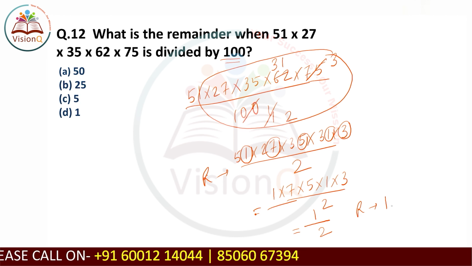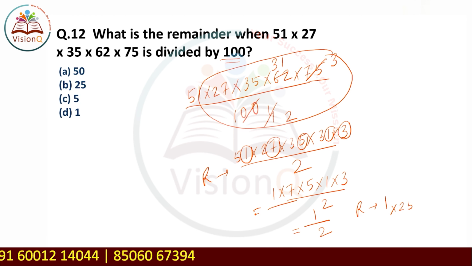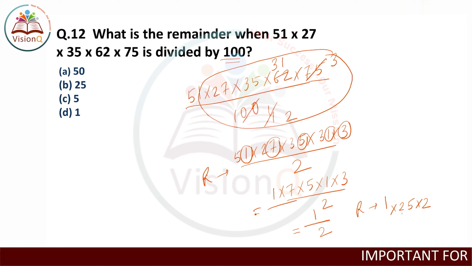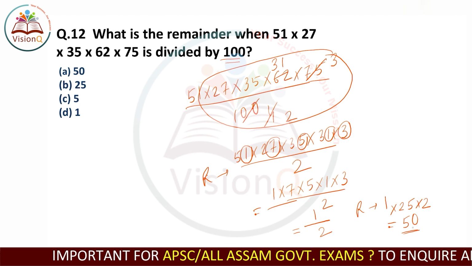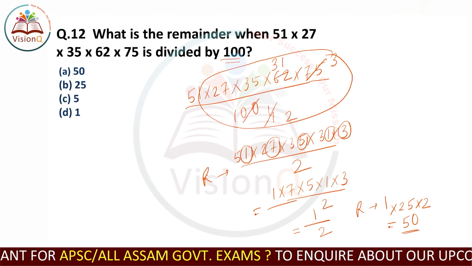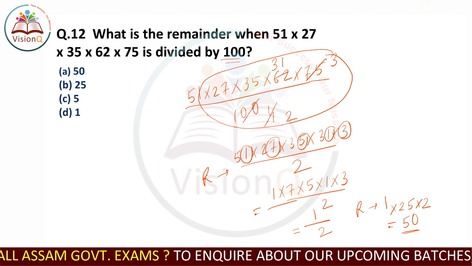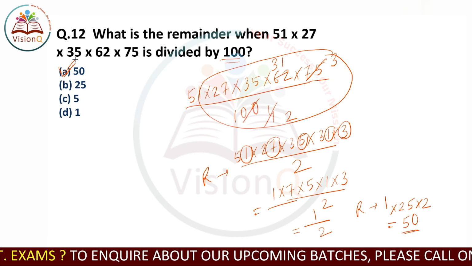So I have to last multiply this number with 25. And also I have cancelled by 2. So again I have to multiply in the last also by 2. That means the right answer is 50. Whichever number has been cancelled out in the beginning, last multiply that number with the remainder. So the right answer is option number A, which is 50.